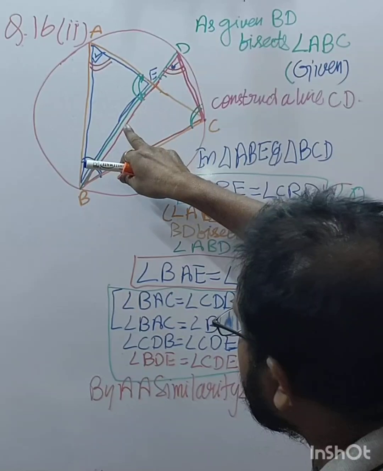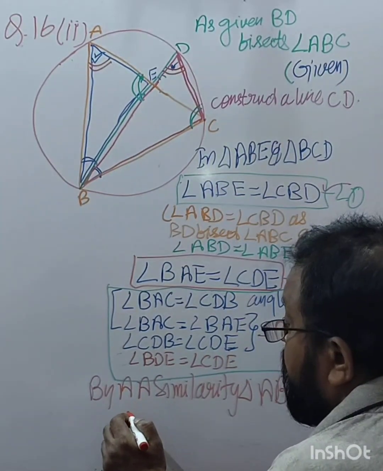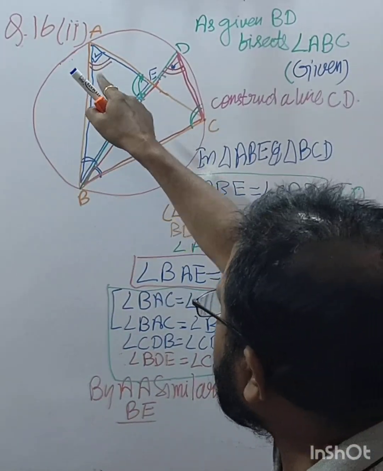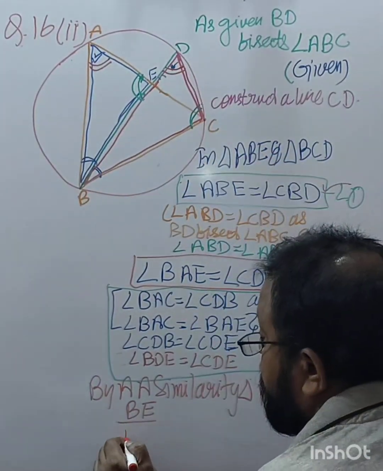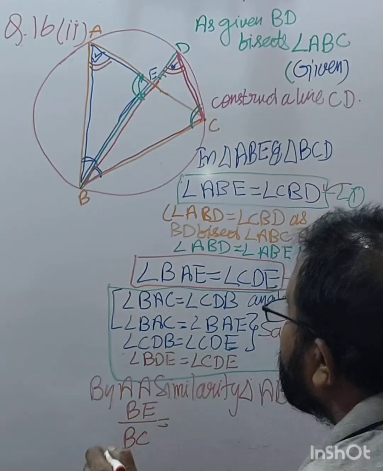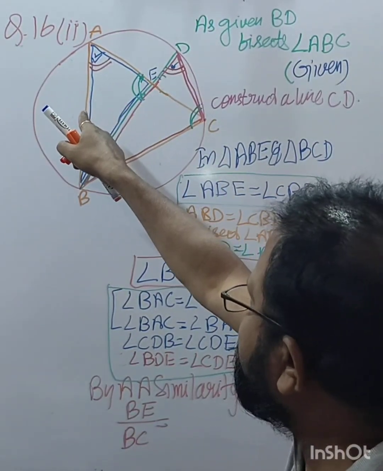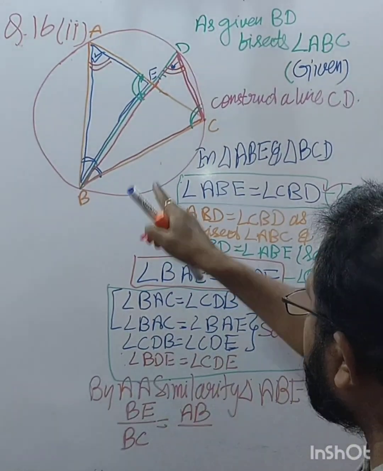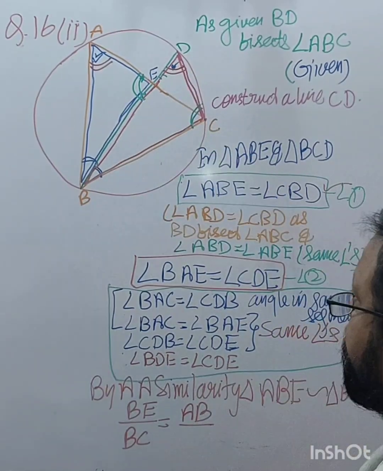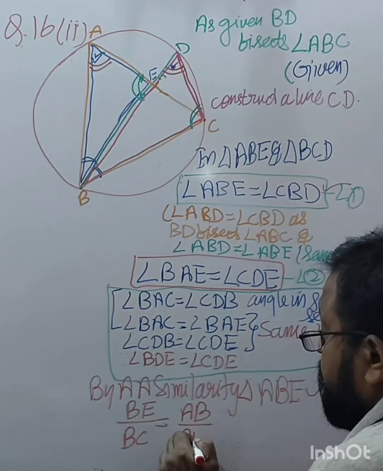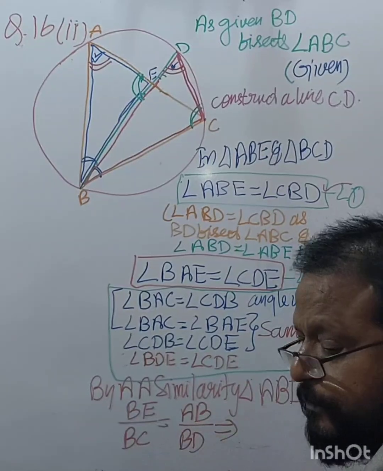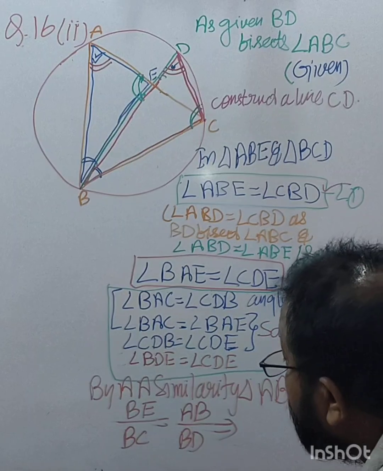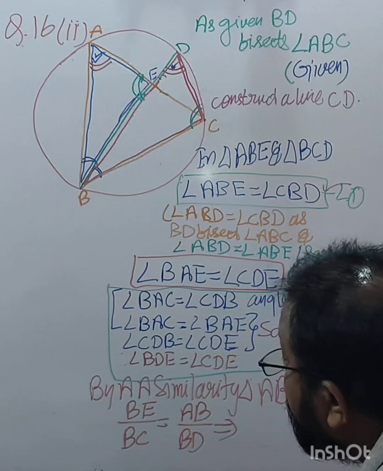Now what happens? Opposite to this side is BE. You write here BE. And opposite to this side is BC. Opposite to this side is AB. And opposite to this side is BD. Now what you have to prove? AB upon BD is equal to BE upon BC.